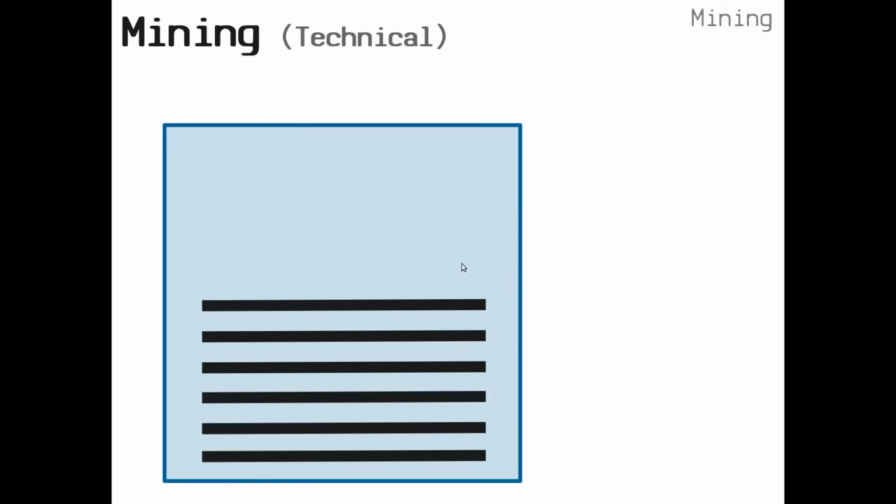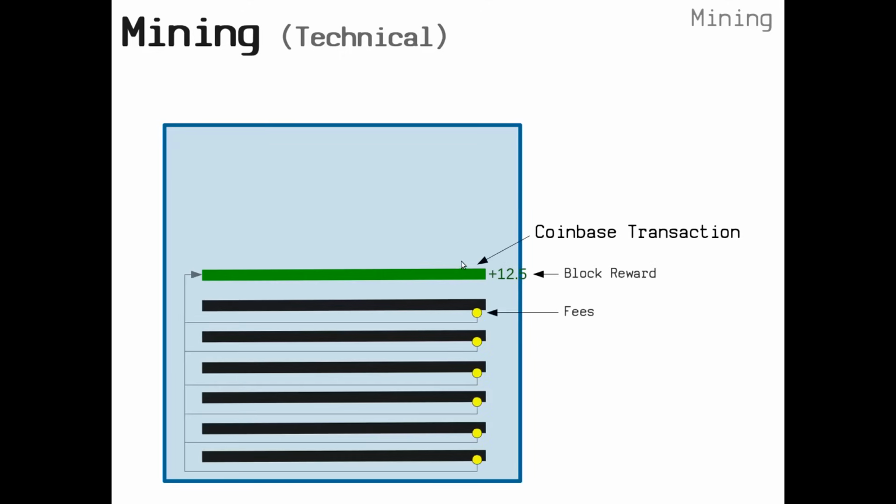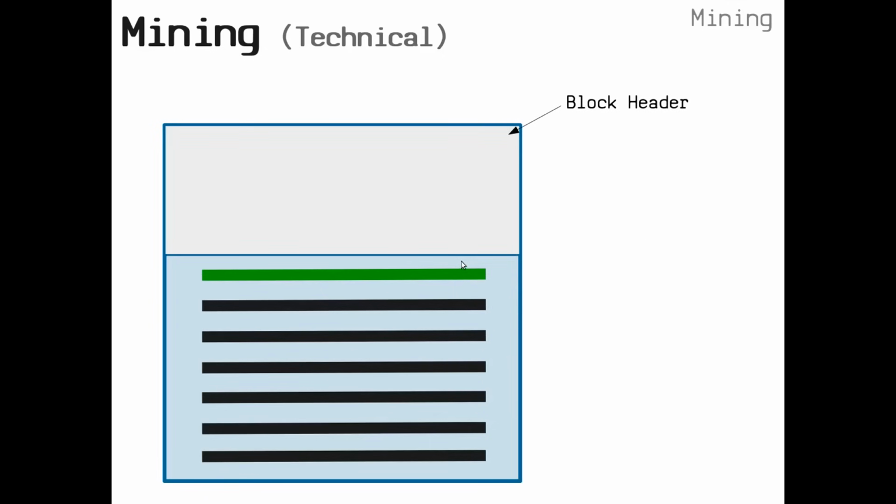So again, just going to run through mining again. Put your Coinbase transaction at the top. Then you construct the block header. Same again. You have a version number. This is an old block. The version number was 1.